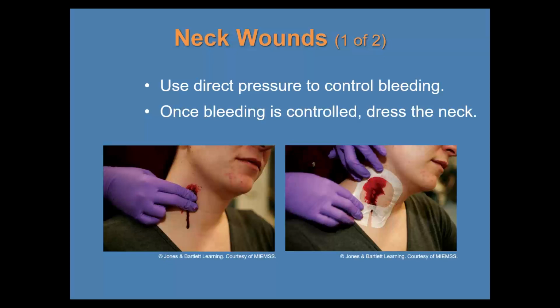But again, one of those things where you really have to investigate and start adding things up. Can they breathe? Yes. Are they bleeding excessively? Yes or no? No? Okay, we're good.